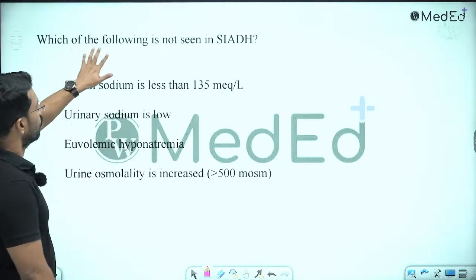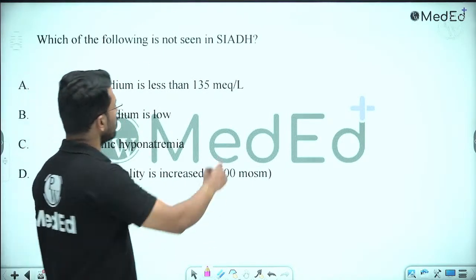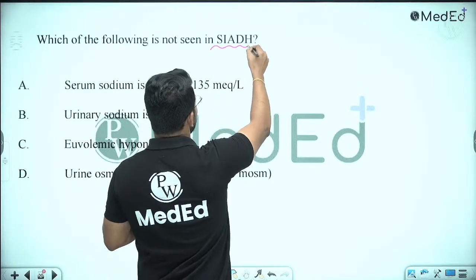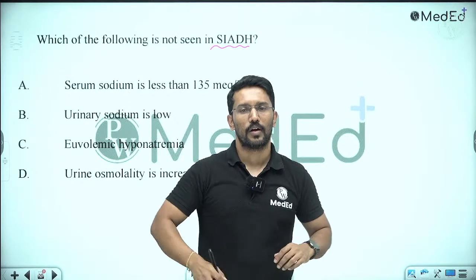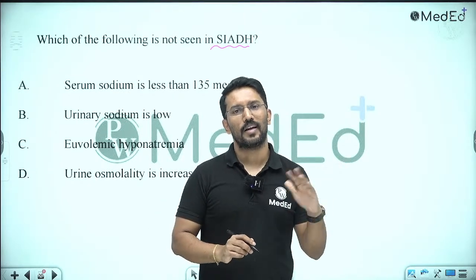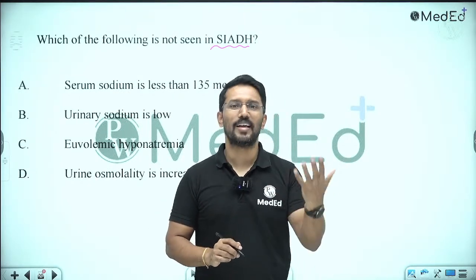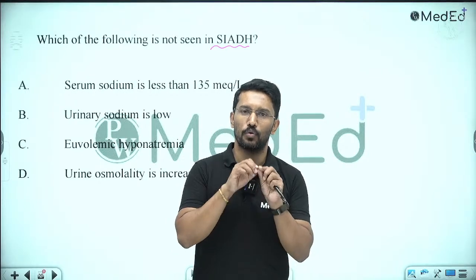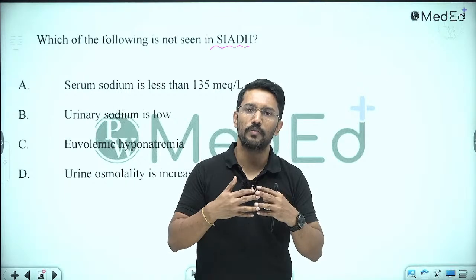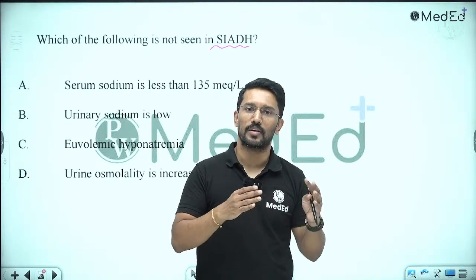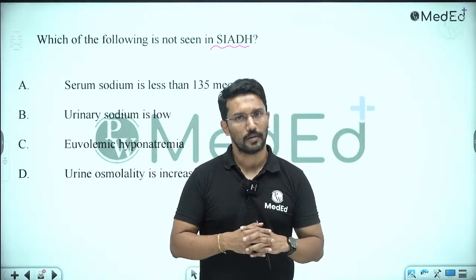Which of the following is not seen in SIADH, right? SIADH is what? Syndrome of inappropriate antidiuresis. It means basically you have inappropriate release of ADH. Now when ADH excess happens, what will happen? ADH will go to the kidney and tell it to absorb more free water. So you absorb more free water and cause dilution of the plasma, resulting in hyponatremia, right?